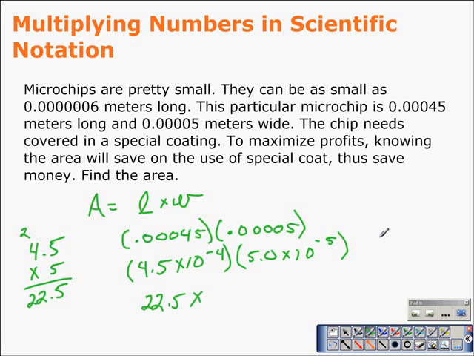10 to the negative fourth times 10 to the negative fifth. We can rewrite that as 10 to the negative 4 plus negative 5, thus giving us 10 to the negative 9th power.